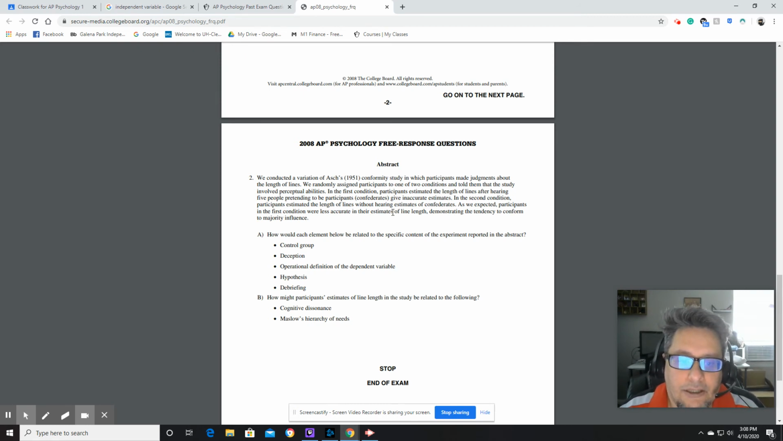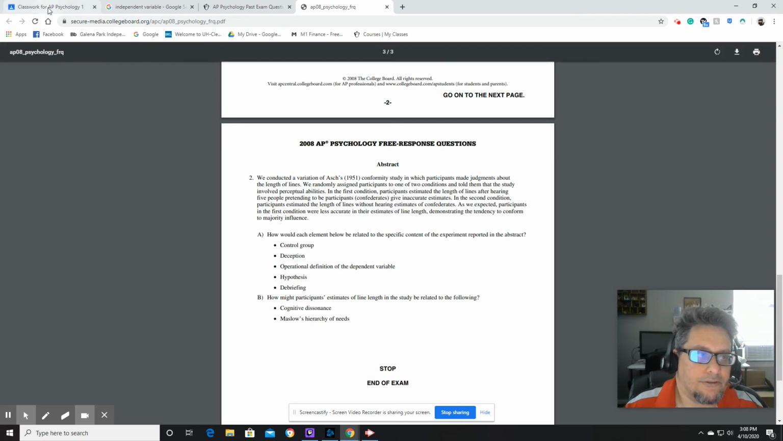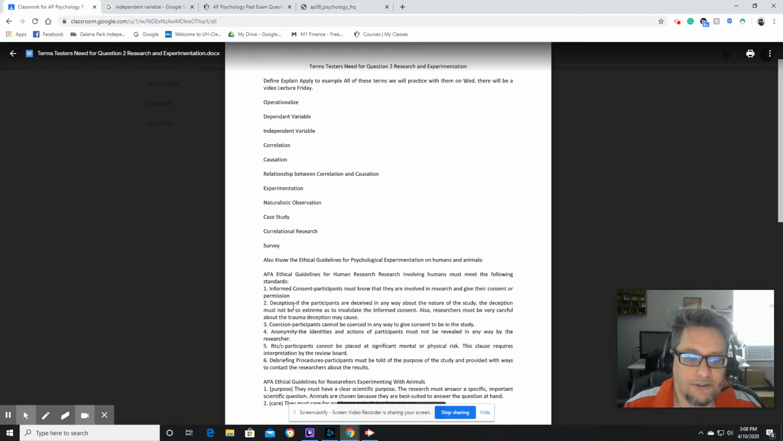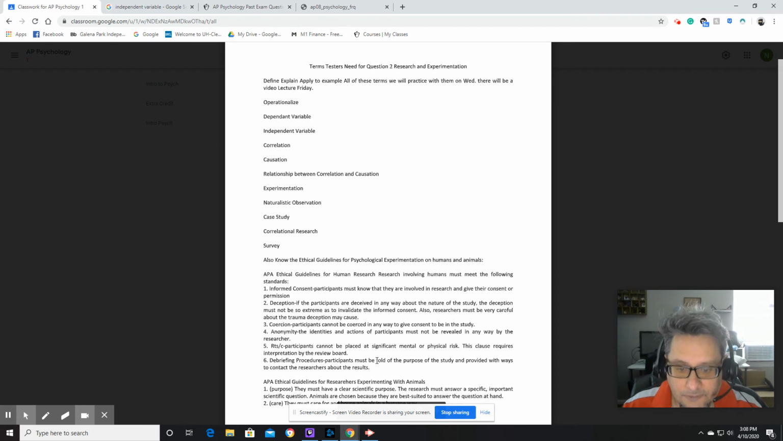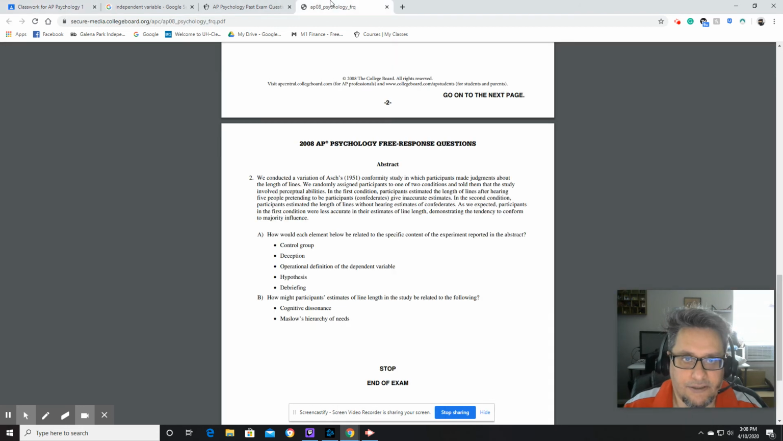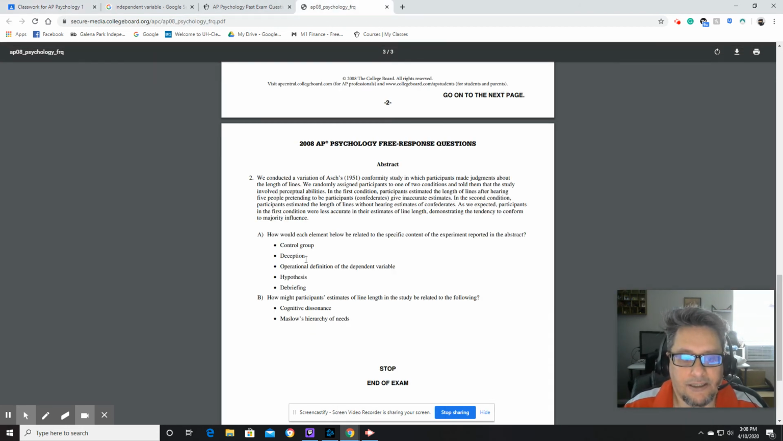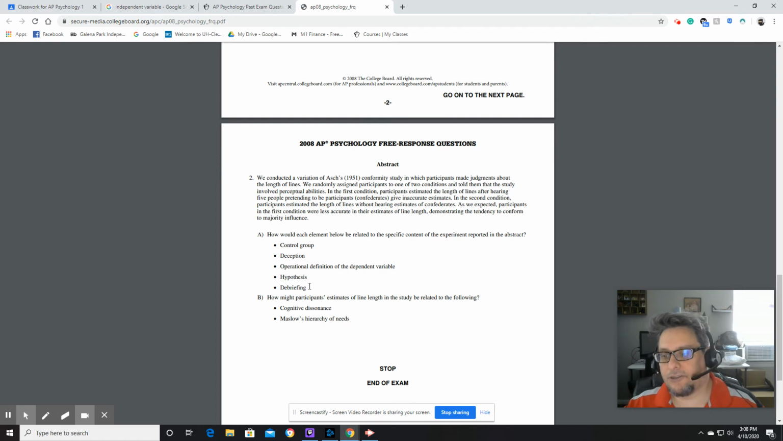Debriefing. Okay, so we already talked about deception, right? Back on this page, deception. Debriefing. So participants must be told the purpose of the study and provided with ways to contact the researcher about the result. Because we did a deception, we're going to have to debrief them and tell them what the study was actually about. We'll also have to give them a chance to pull their name off of the study if they don't want their results reported because we lied to them. You have to do that. That's part of the informed consent part there.